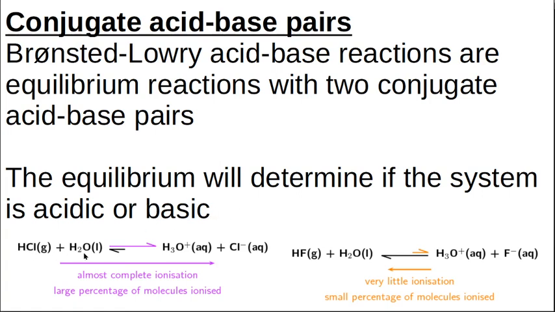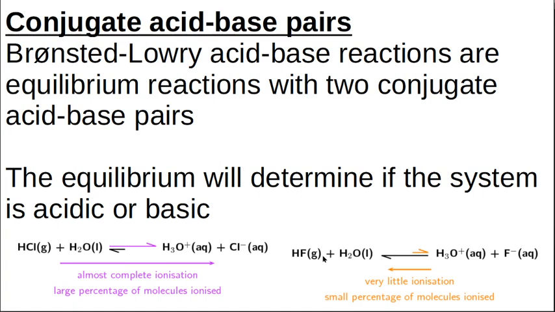So hydrogen chloride and water, this forward reaction, can you see the purple is the forward reaction and the black is the backward reaction? This forward reaction is extremely strong. This is almost complete ionization, so this is a strong acid, okay? Remember we talked about what is a strong acid? A strong acid is when they ionize completely.